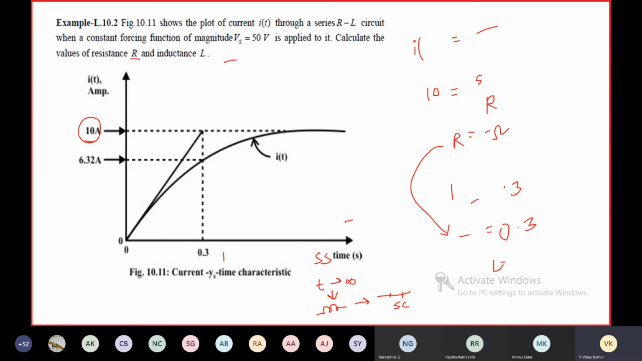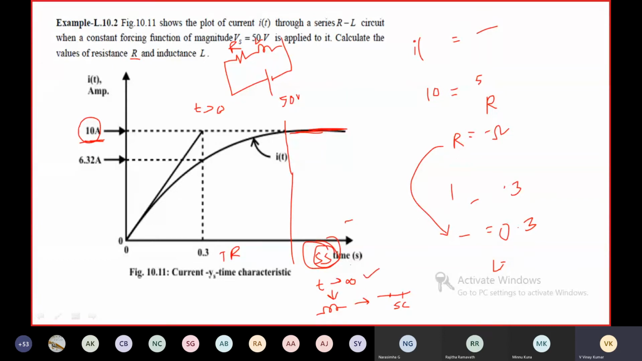See here, this is an RL circuit. The forcing function, that is the applied voltage, is 50 volts. Here 10 amps is the steady state value. This is the response for the RL circuit. This is the transient response, whereas this is the steady state response. The current through the inductor is reaching its final value here. So steady state occurs at t equal to infinity, for t greater than 0.